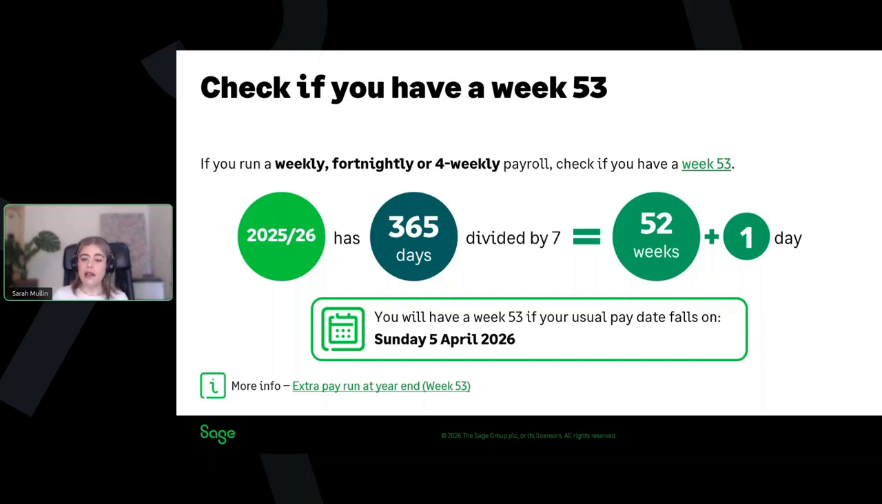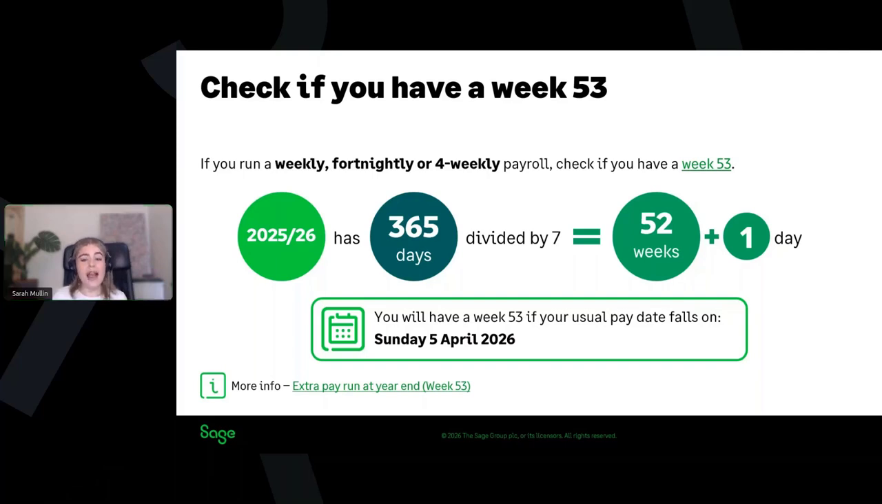So a tax year has 365 days, or 366 in a leap year, which doesn't divide evenly into weeks. So this creates 52 full weeks plus 1 extra day. Now, if your normal payday falls on that extra day, that's when a week 53 can occur. So for this tax year, you will only have a week 53 if your regular payday is Sunday, the 5th of April. If you never pay on a Sunday, you will not have a week 53.